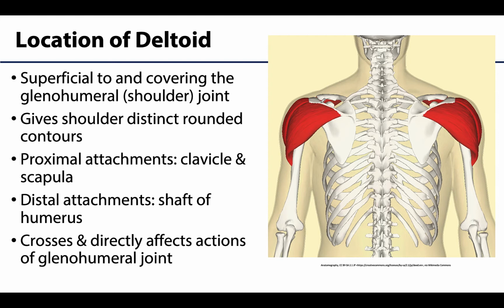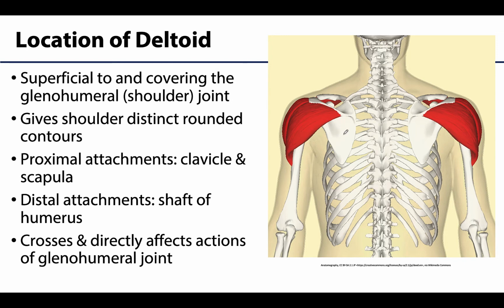And it's really that muscle that gives the shoulder region the distinct rounded contours that are visible. So if you put your hand over your shoulder and palpate, you can feel your deltoid muscle deep to the skin and subcutaneous tissue. Proximally, this muscle has an attachment, and we're looking at a posterior view here. You can tell because you can see the majority of the scapula.